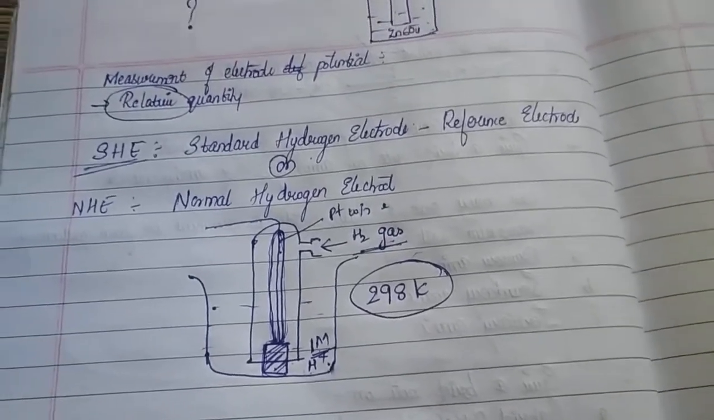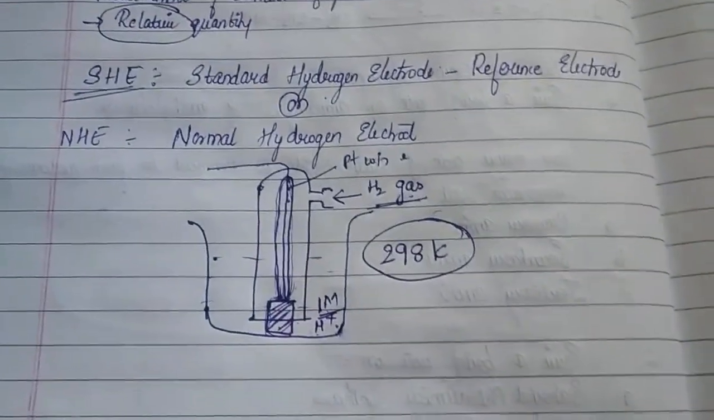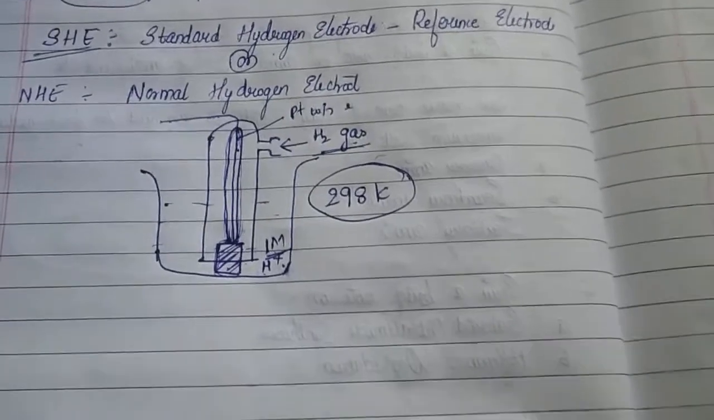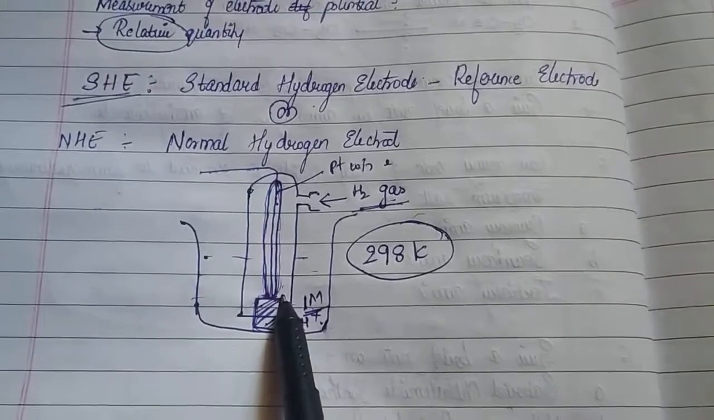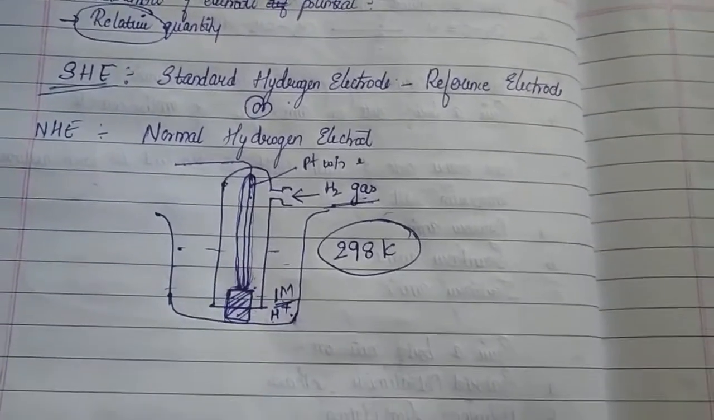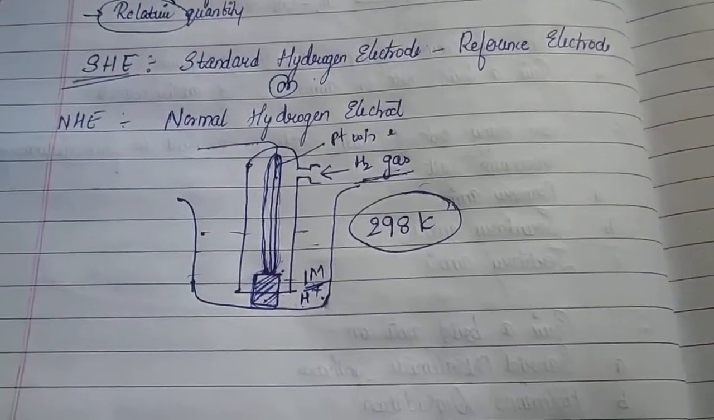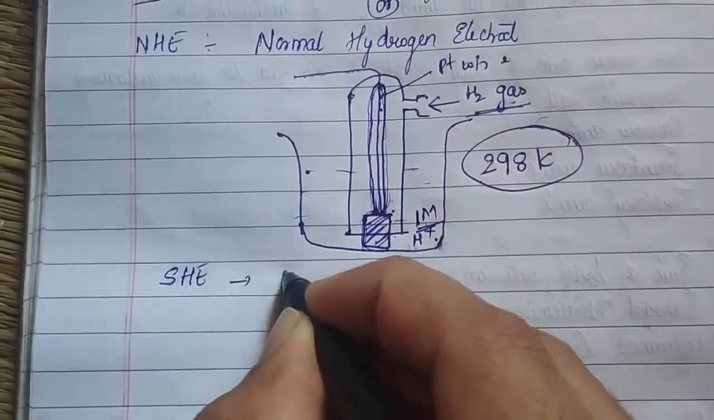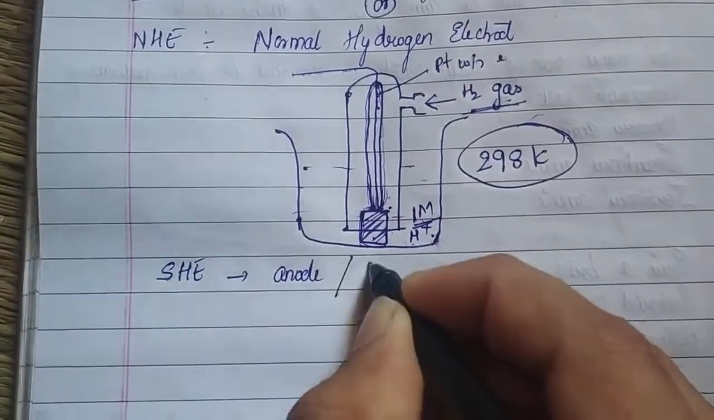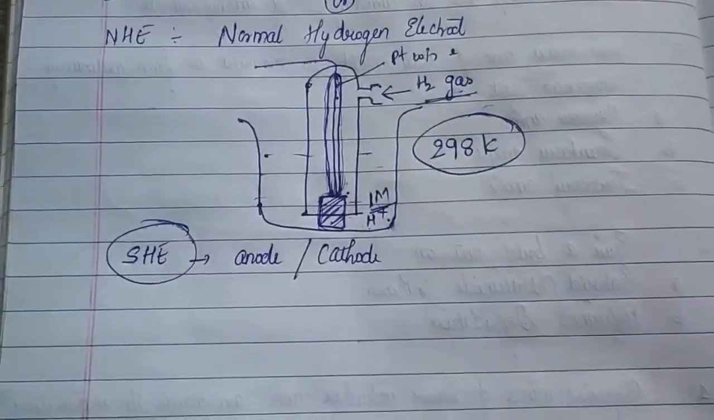So when you make that cell, what does it mean? This standard hydrogen electrode should have the capacity to act both ways. If whatever electrode you have chosen is undergoing oxidation, your SHE should act as what? Reduction. Similarly, if your chosen electrode is undergoing reduction, your SHE should act as what? Oxidation. Therefore, your standard hydrogen electrode acts as both anode as well as cathode. The SHE can act both as an anode and a cathode.